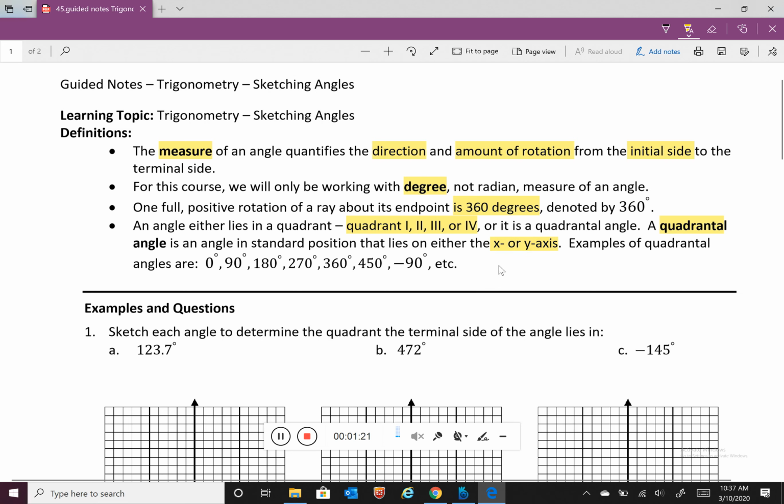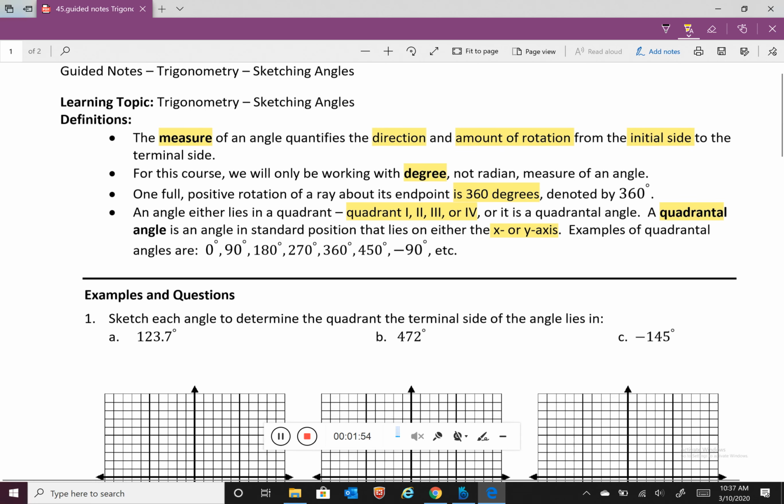And examples of quadrantal angles are 0, 90, 180, 270, 360, or maybe it's past a full rotation like 450, or we could go in the negative direction, negative 90 degrees, etc. So there are infinite quadrantal angles, but they lie on either the x or the y axis. So let's start by sketching angles so that we can figure out what quadrant the terminal side of the angle lies in.